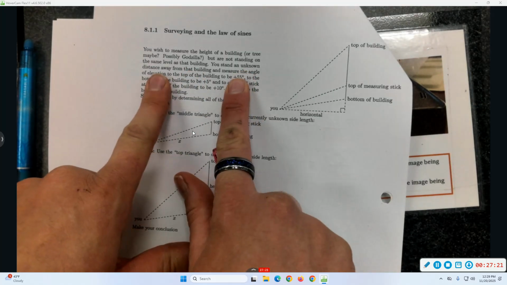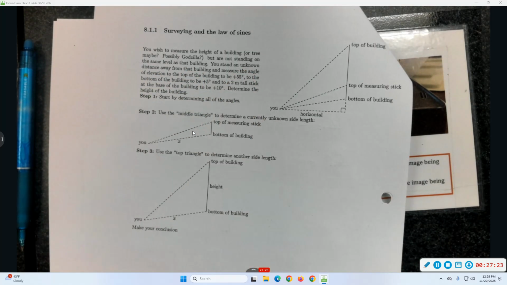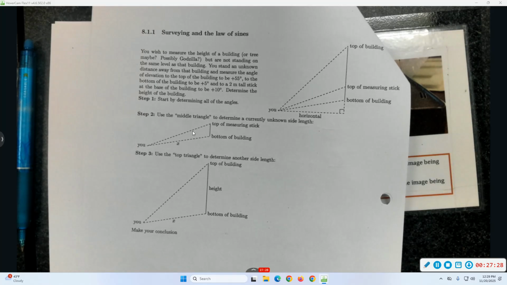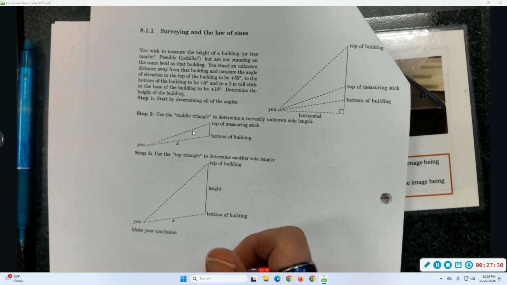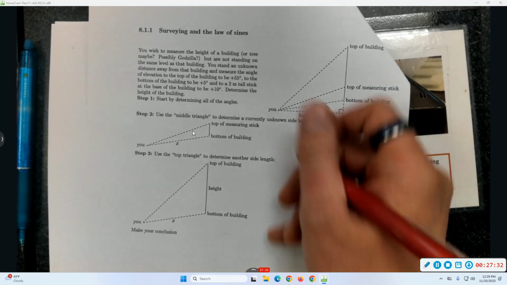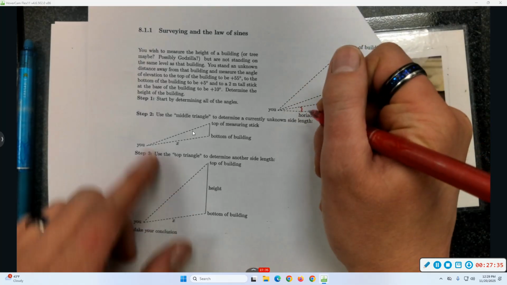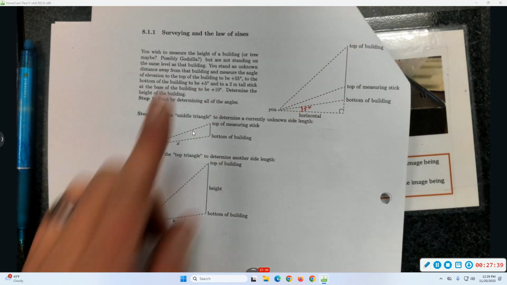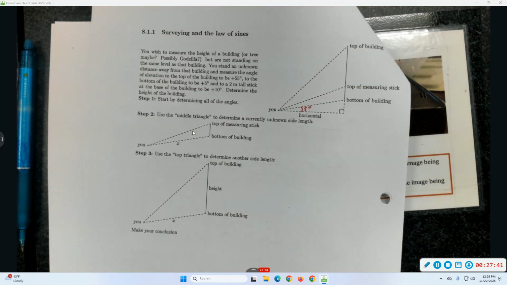You stand an unknown distance away from Godzilla, and you measure a few angles of elevation using an Abney level. You measure the angle of elevation to the bottom of the building or the feet of Godzilla, and I've just provided some numbers: 5 degrees. You also have a friend who has a 2 meter tall measuring stick standing in front of the thing you would like to determine the height of. You are also going to measure the angle of elevation to the top of that 2 meter tall measuring stick.